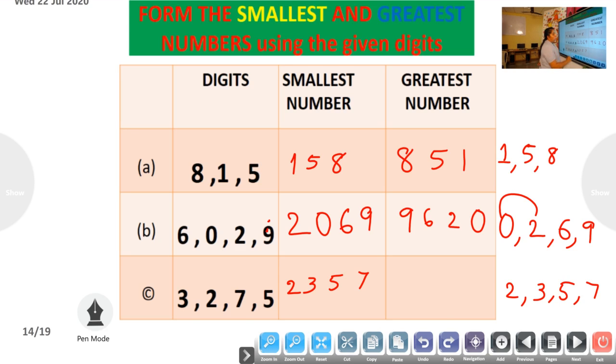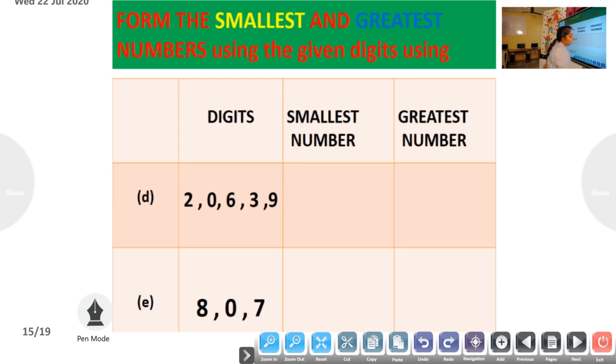So for the greatest number, you have to start from the last in ascending order. 7 is the greatest digit. The next smaller than 7 is 5. Smaller than 5 is 3. Smaller than 3 is 2. Is it clear? So 7,532 is the greatest number.